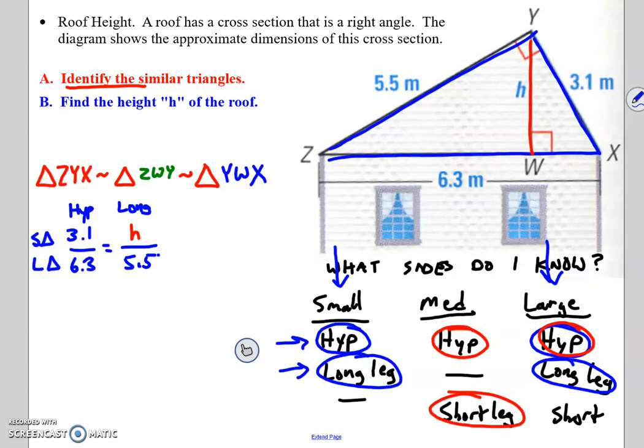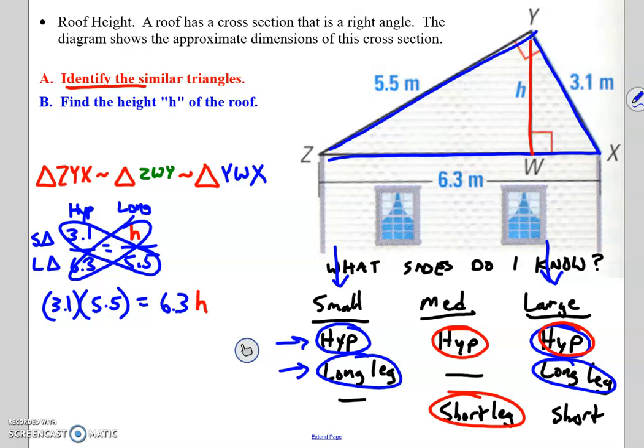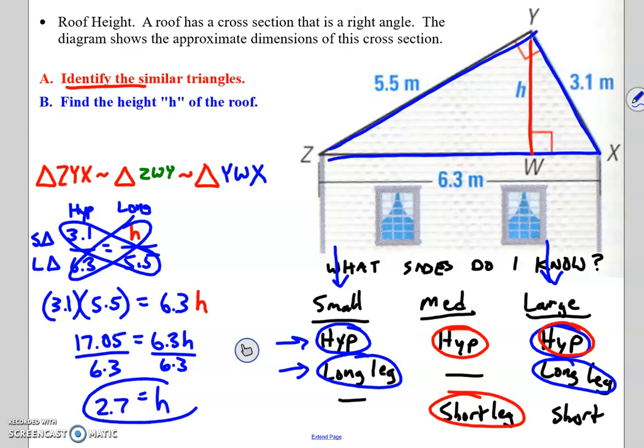So at this point, all I really have to do is cross multiply, and I'm going to say that 3.1 times 5.5 is exactly the same as 6.3 times H, this cross product. And when I do that multiplication, 5.5 times 3.1, I got 17.05 when I plug that into my calculator. Compare that to the 6.3H. And now I'd get H by itself by dividing away 6.3 on either side. And so that gives me a height of approximately 2.7.